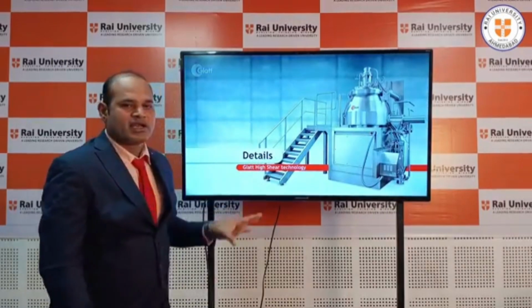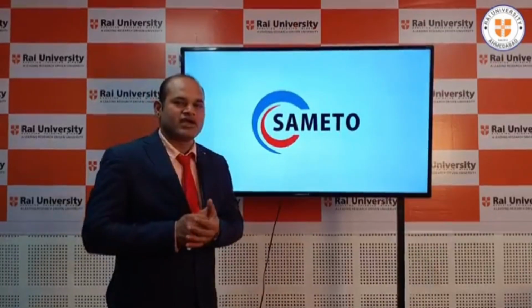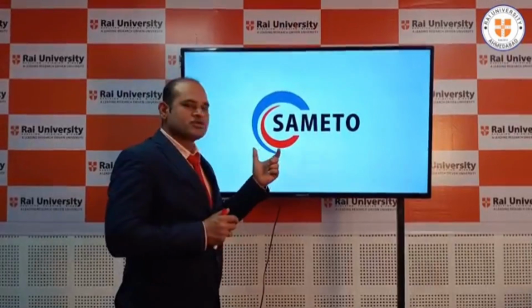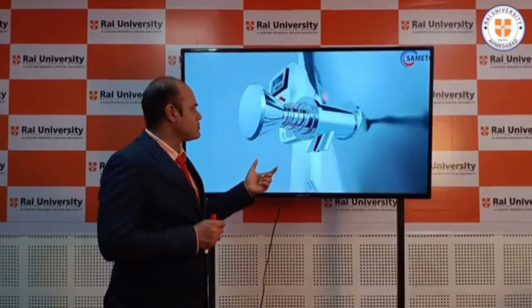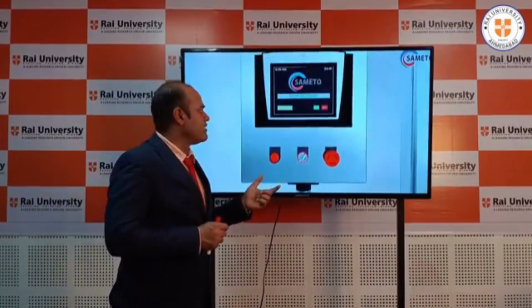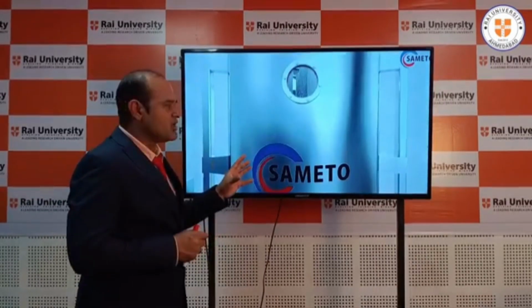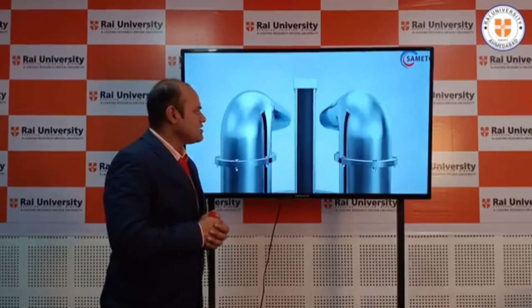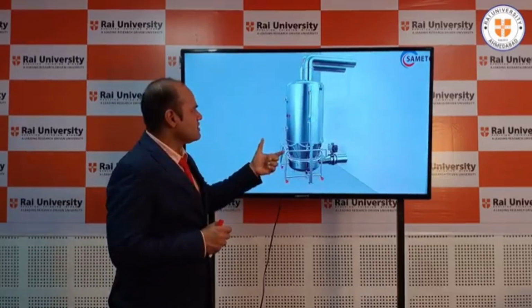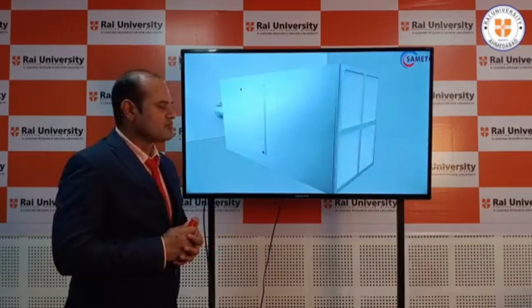Then we'll go for drying the wet granules. How will we dry the wet granules? We have to use a fluid bed dryer for drying of the wet granules. Here we have used the fluid bed dryer of Someta. Someta is the company name. First of all, we have to load the wet granules. Have to open and load all the wet granules. This is the fluid bed dryer of Someta company.